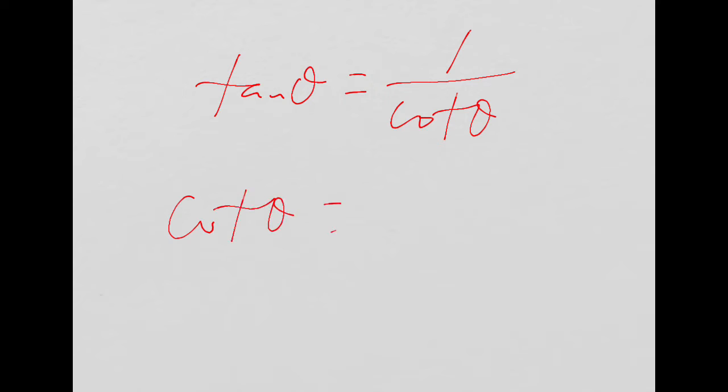Also, tangent theta equals 1 over cotangent theta. So cotangent theta equals tangent of (90 degrees minus theta). Whenever you have 90 degrees minus theta, a co-function becomes its non-co counterpart, and a non-co function becomes its co-function. That is the thing you need to understand.